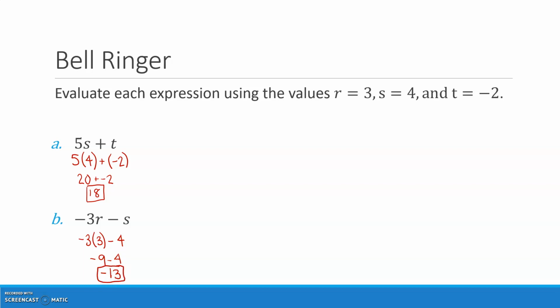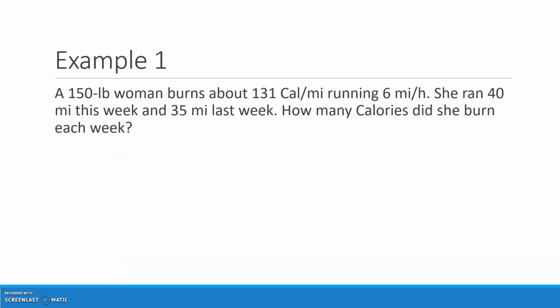All right, so we're going to use some of these skills today, but first let's look at a word problem. So the first example says a 150-pound woman burns about 131 calories per mile running 6 miles per hour. She ran 40 miles this week and 35 miles last week. How many calories did she burn this week?